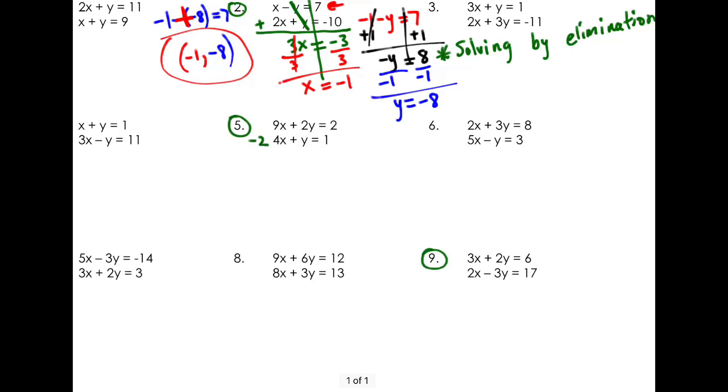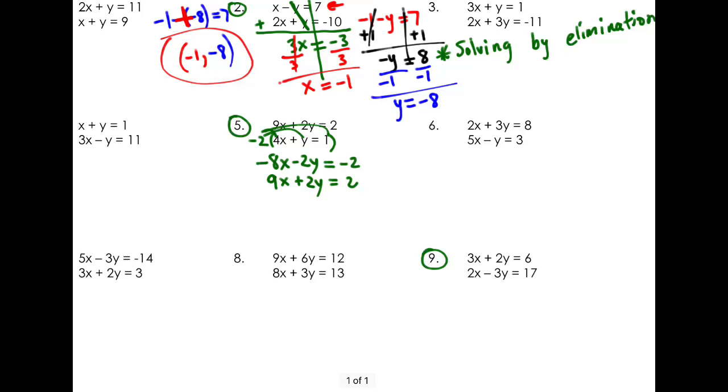So negative 2 multiplied by all of that in there. So we're going to distribute. Negative 2 times 4x is negative 8x. Negative 2 times y is negative 2y. And then negative 2 times 1, make sure to put your equal sign there, is negative 2. Okay, and so we'll bring down the other equation that we had there, x, 2y.